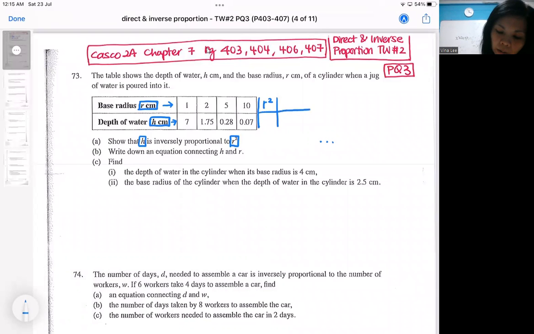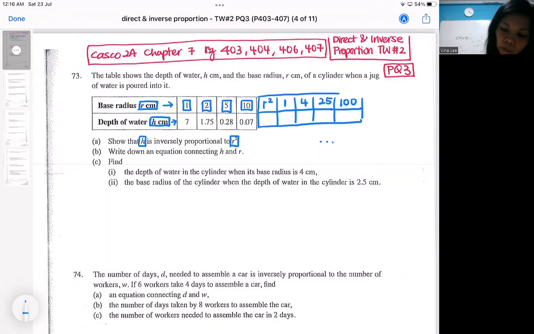So the new table will be R squared. That means you take 1 and square it. You take 2 and then you square it. You take 5 and you square it. You take 10 and you square it. So this will be my new table. And then I need the value of H. The value of H doesn't change. You just leave it where it is.